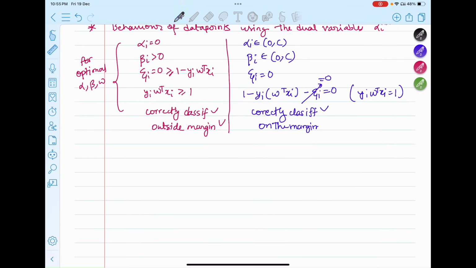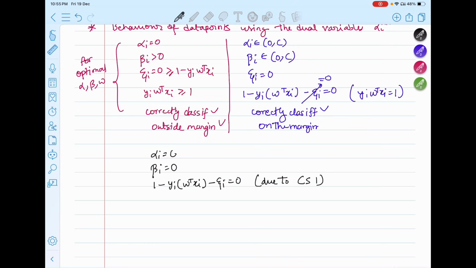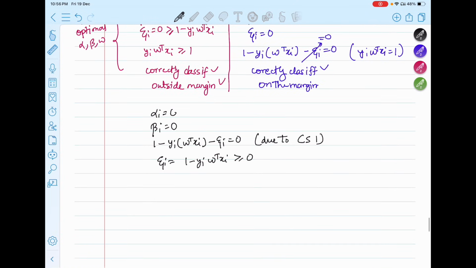There is one more case, which is when alpha is equal to c. When it is equal to c, then beta i has to be equal to 0. You cannot say anything about zeta i. The only thing you can say is that 1 minus yi times w transpose xi minus zeta i has to be 0 because of CS1. Now this means that zeta i is equal to 1 minus yi times w transpose xi, which is obviously bigger than or equal to 0. So what does this mean? This means yi times w transpose xi is less than or equal to 1.